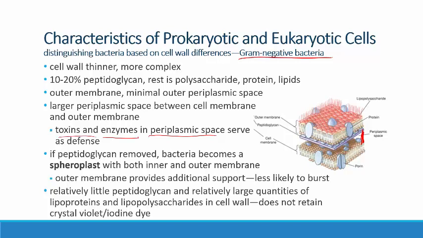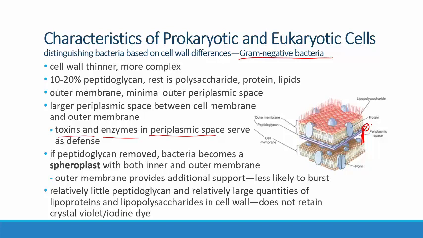So if you remove the peptidoglycan from the bacteria, in the same kind of a procedure as we did with our gram-positive bacteria, the bacteria becomes a spheroplast that has both an inner and outer membrane, just without this thin layer of peptidoglycan in between them. And the outer membrane provides additional support, so unlike with the protoplast, the spheroplast is much less likely to burst because of that extra support that the outer membrane provides.